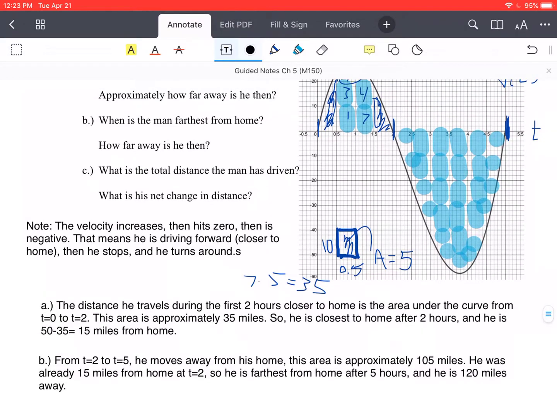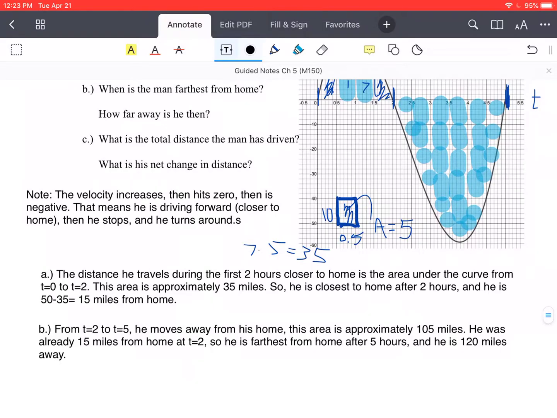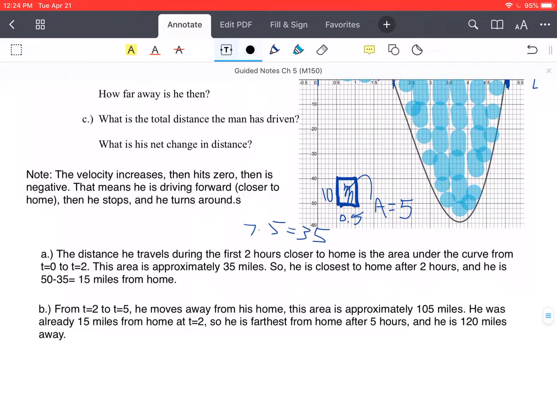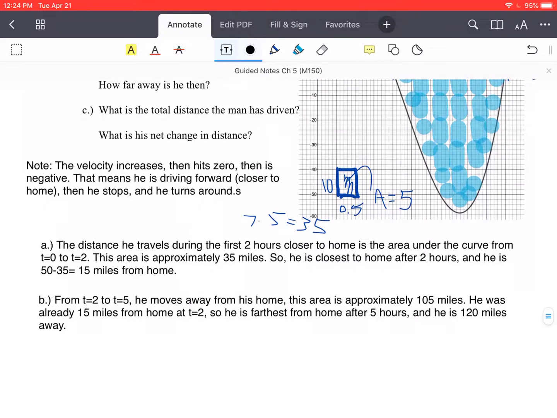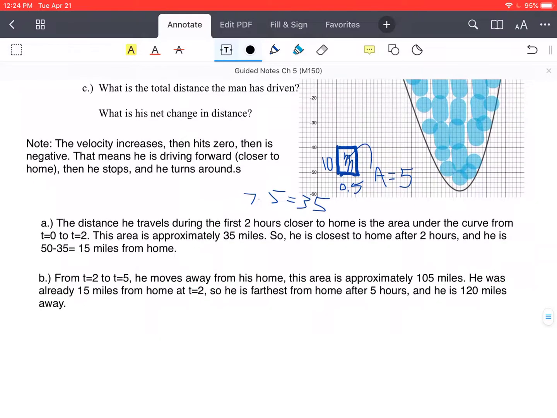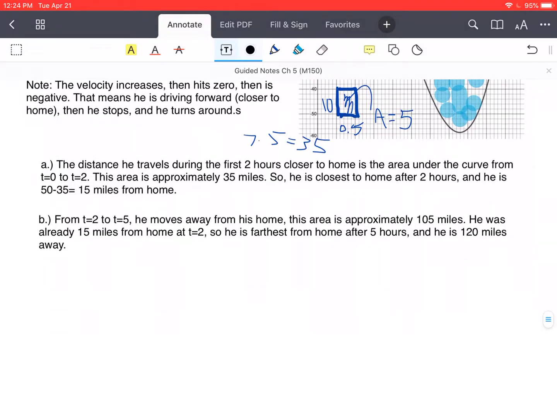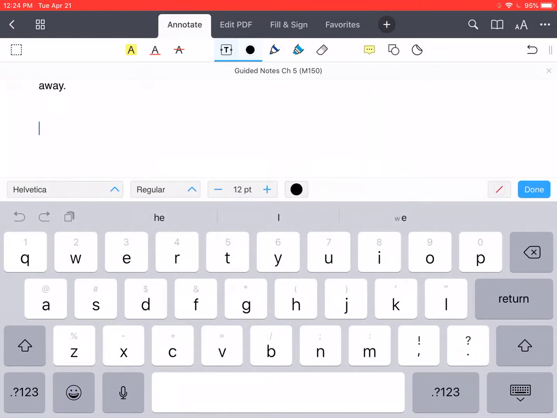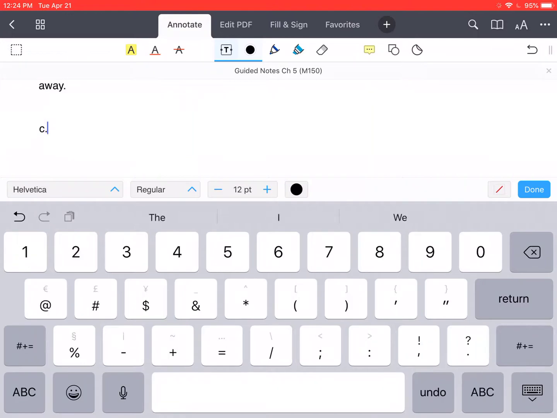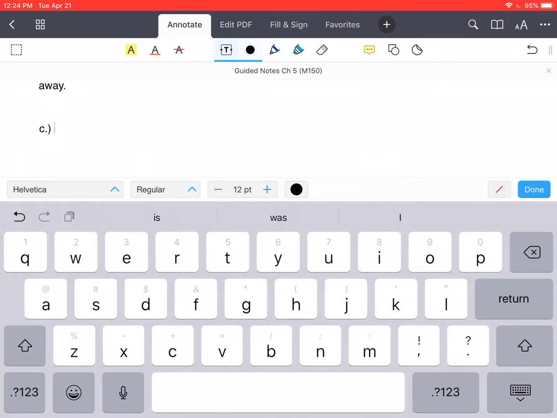Okay. So now part C. Part C is kind of interesting. This is where we start to look at these areas a little differently. So what is the total distance the man has driven, and what is his net change in distance? These are asking for two different things, both of which we need to be comfortable with. First it's asking the total distance he has traveled.